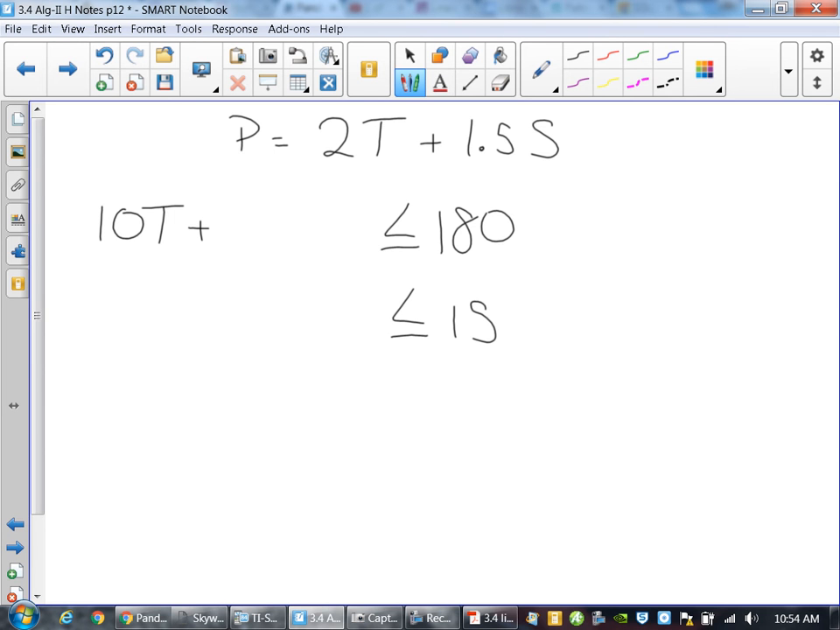The salsa uses how many tomatoes? 5. Do you see how I'm using the mixture of both of these problems with how many tomatoes they use? I go to the same idea with onions. The tomato sauce uses how many onions? 1 onion. The salsa uses a 1/4 onion.